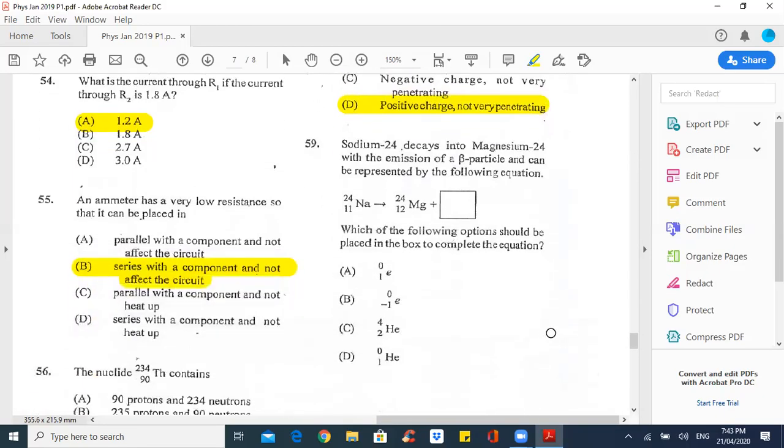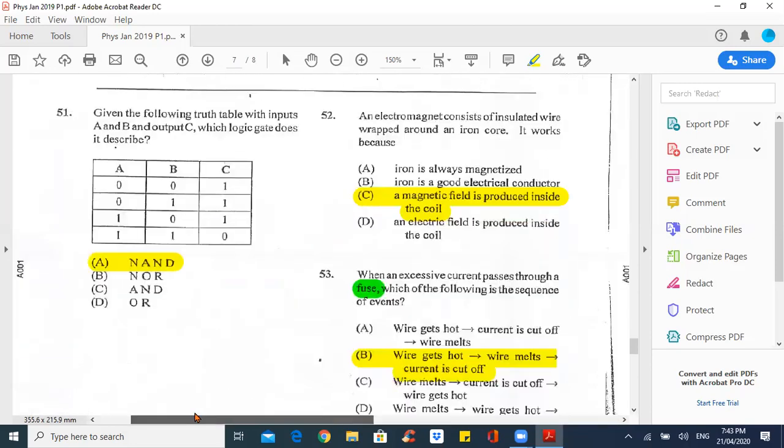Number 59, sodium decays into magnesium 24 with the emission of a beta particle. Beta is e to the power 0, minus 1. This is how a beta particle looks. You can believe beta is negative. So this is your answer here. 12 minus 1 is going to give you 11, and 24 plus 0 is going to give you 24, so it works out for Na. Good.